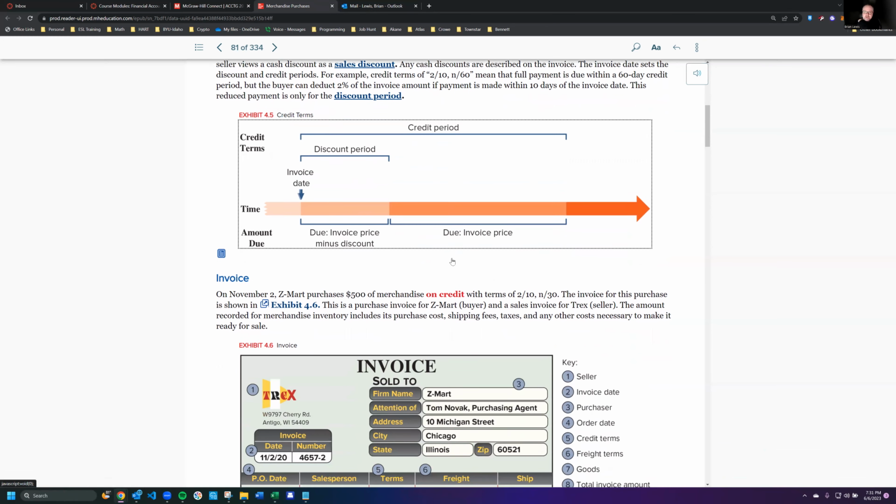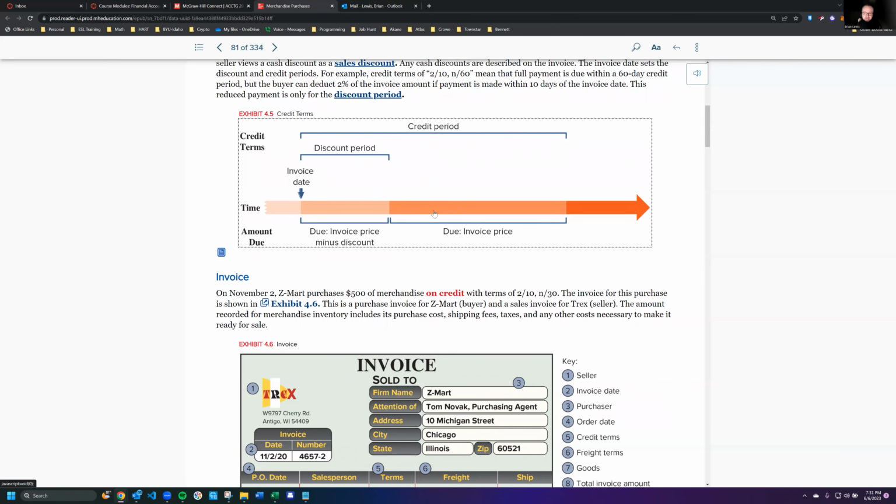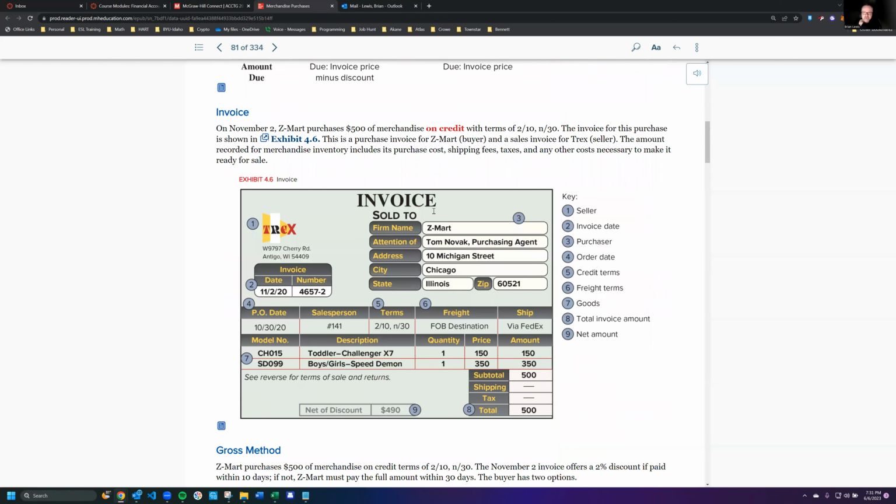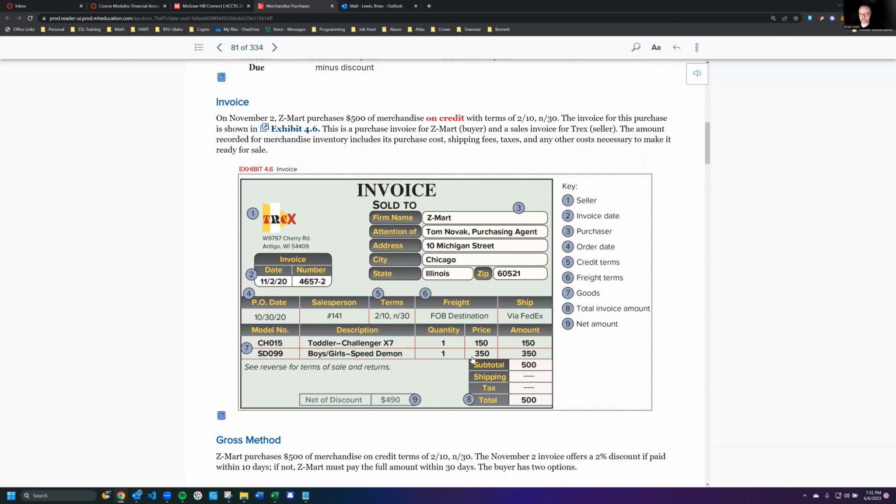All right, so that's your terms. You'll need to make sure you understand this principle. Invoices usually have the terms set out on them, like right here. Here's your terms right here. 2% if paid within 10 days. Otherwise, the net amount is due in 30 days. Okay, and that net amount is the $500.